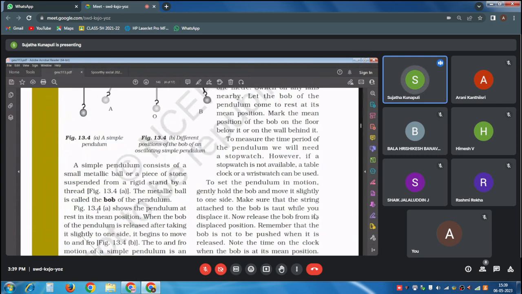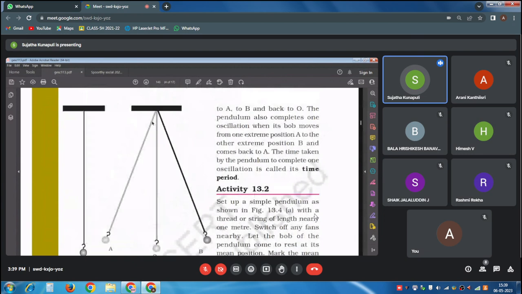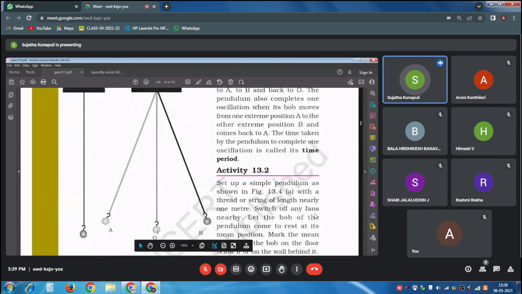So what he is telling, see, this is the pendulum. With a small thread we are trying to suspend the ball. When we take this ball to one side and release it, what will happen? Whatever distance we have taken from O to B, the same distance is covered from O to A. Again, it will come back to its original position. So O to B is equal to O to A. Understood?